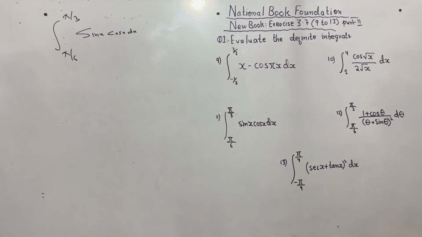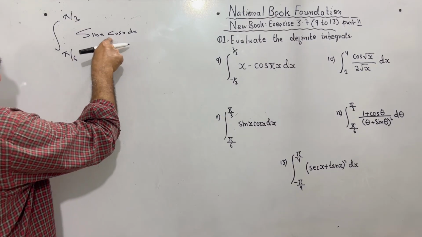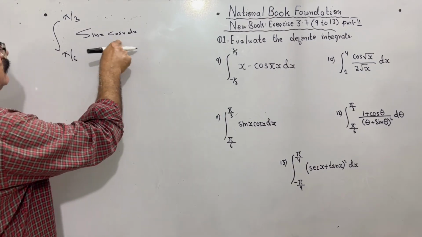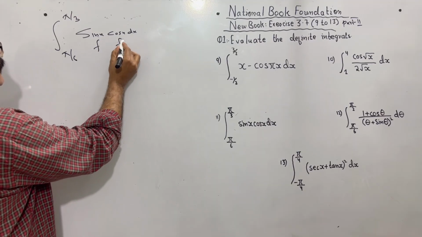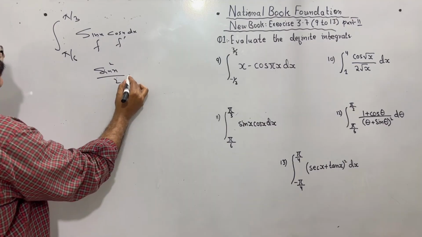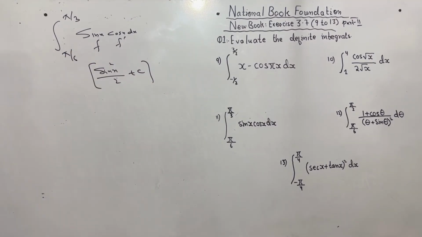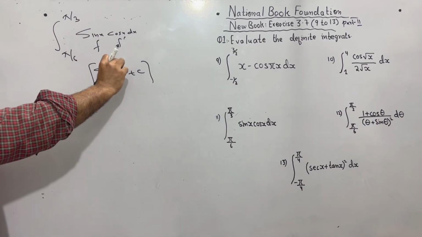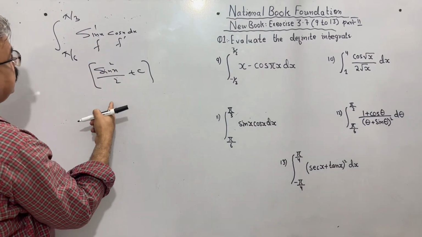I used to chant the slogan that function times derivative works wonders. Differentiation of sine is cos. Function and its differentiation: just add 1 to the power of the function, dividing by the same. It's our cool integration in that case. Function derivative: enhance 1 in the power of the function. That's sine x to the power 1 plus 1, sine squared x over 2 plus c.